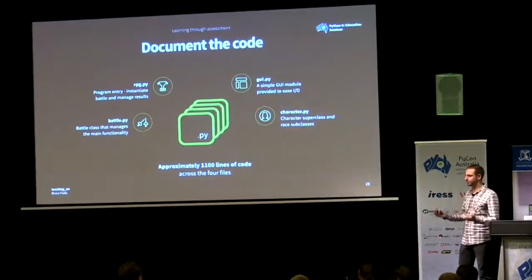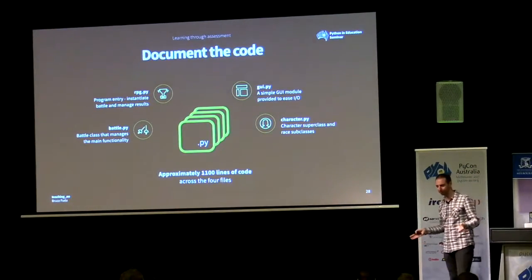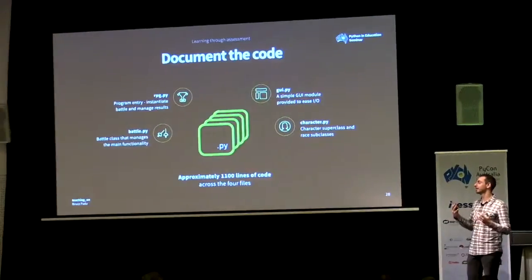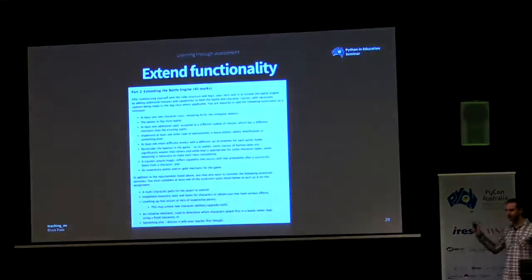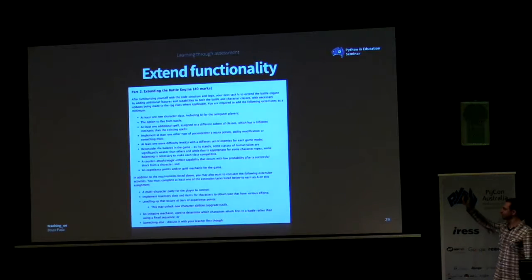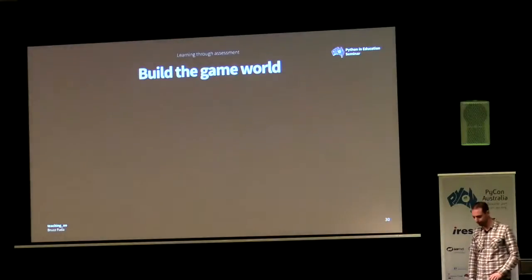And the idea is they interpret what everything is doing. There's a lot of repetition in there. It's not the best designed code in the world, but it's easy to read and understand, and that's the goal. So they document that. They then extend the functionality, and we give them a list of things that they can try to do. So lots of different options designed to ensure that every student can achieve something, but we provide a list of the harder things that we'd like top students to do.